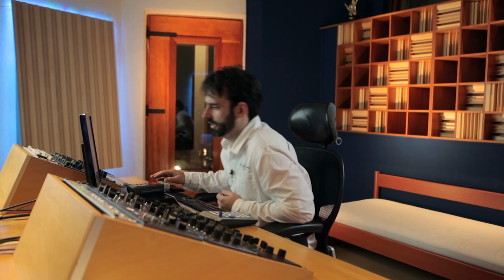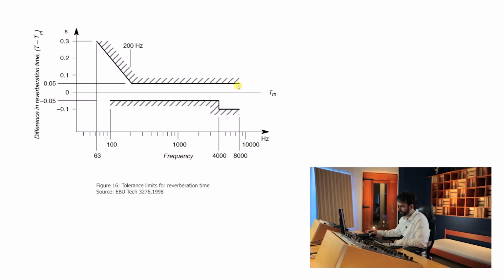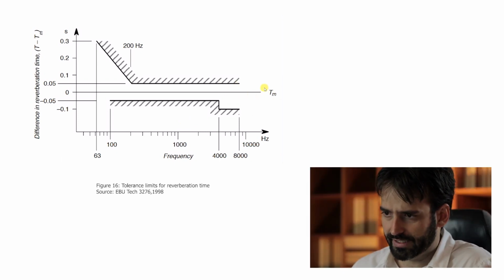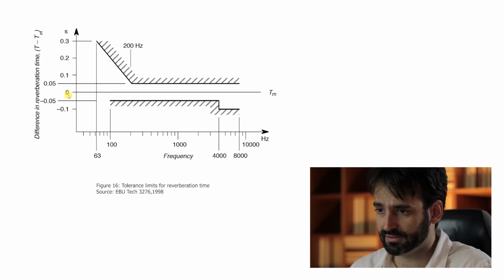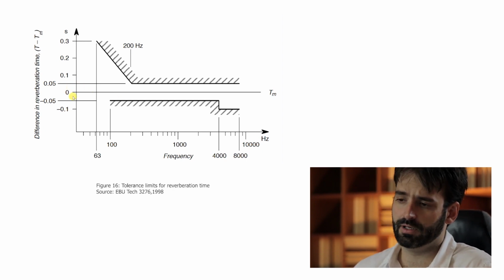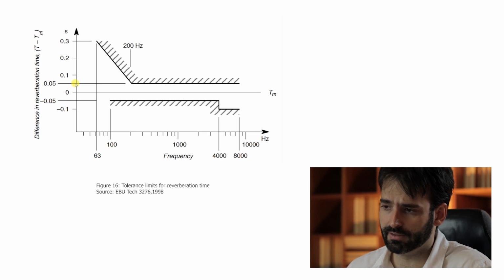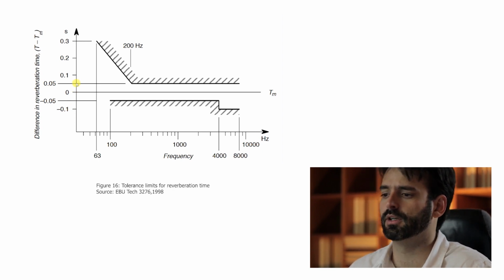The reverberation time is measured in 1/3 octave band over the frequency range from 62 hertz to 8 kilohertz, and should not exceed the limit presented in this picture here. We have this line, it's TM, and we have a variation here, a tolerance, it's 0.1 second, right? The total tolerance.